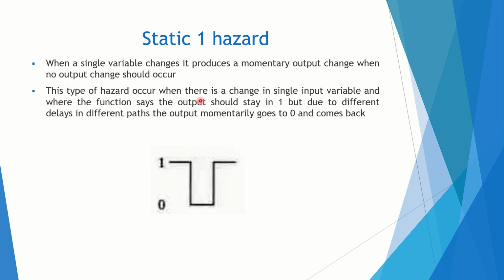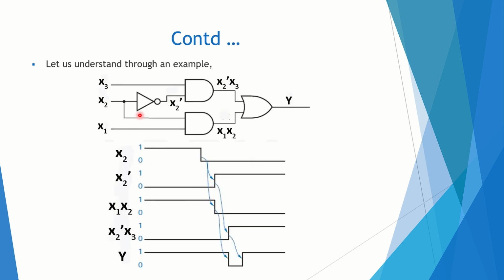This type of hazard occurs when there is a change in a single input variable and the function says the output should stay at 1, but due to different delays in different paths, because of the circuit architecture, the output momentarily goes to 0 and comes back. That is static 1. So let us understand through an example.